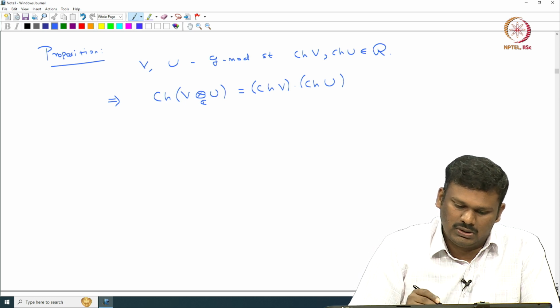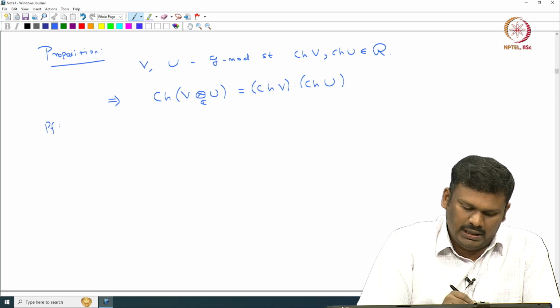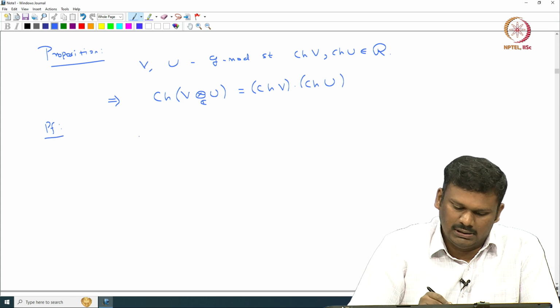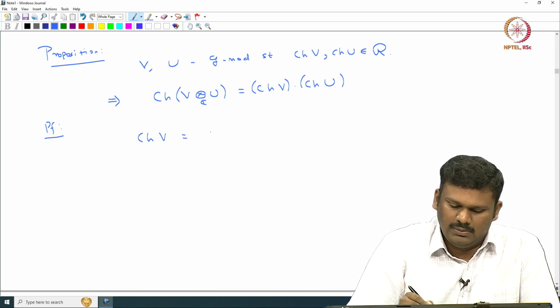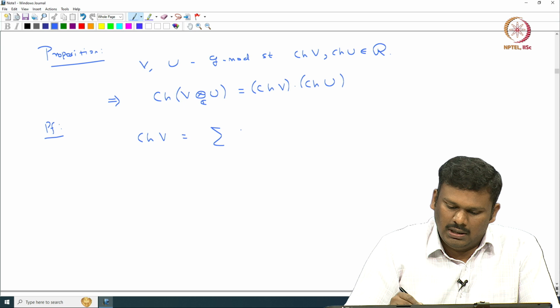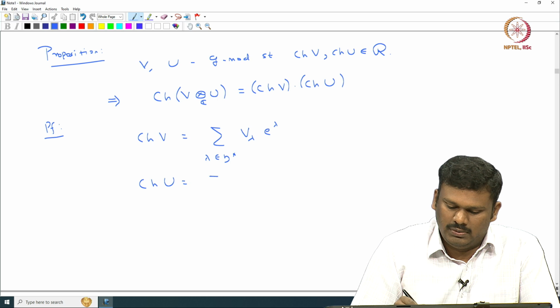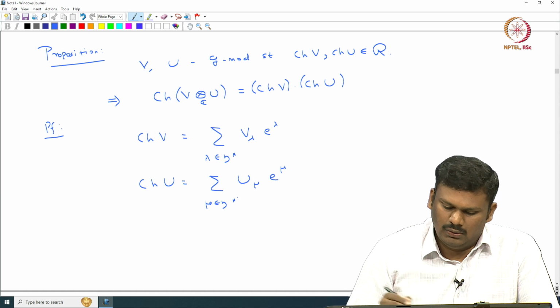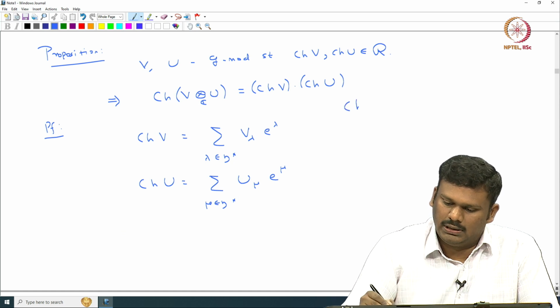Let us actually rewrite everything in terms of the characters. The character of V by definition is the summation of dim V_lambda e to the power lambda, where lambda runs over h star. Similarly, the character of U is going to be the summation of dim U_mu e to the power mu, mu runs over h star. So, now what will be the product, the product character of V times character of U?